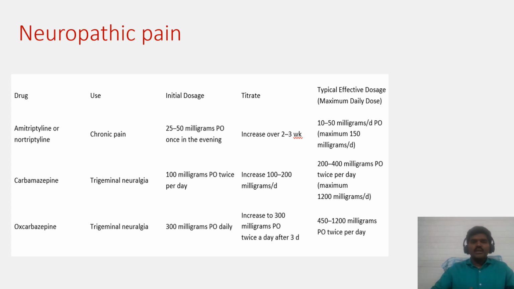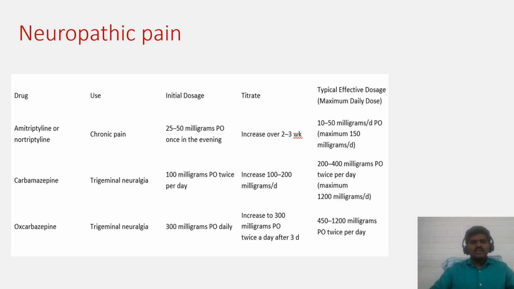If the patient is having neuropathic pain, an acute exacerbation of neuropathic pain, and is presenting to the emergency department, you can go for either antidepressants or antipsychotics. Amitriptyline, nortriptyline, used for chronic pain. Initial dose is 25 to 50 milligrams per oral once in the evening. It can be titrated to increase every 2 to 3 weeks. 10 to 50 milligrams per oral is the typical effective dosage.